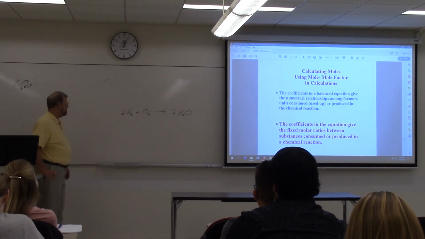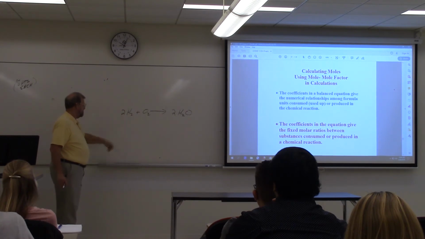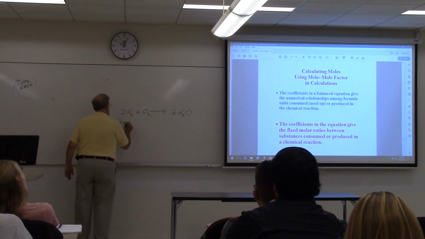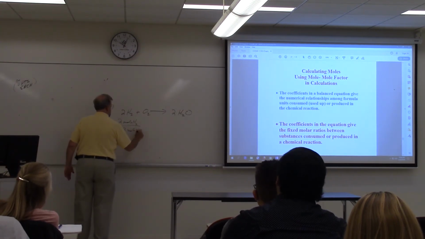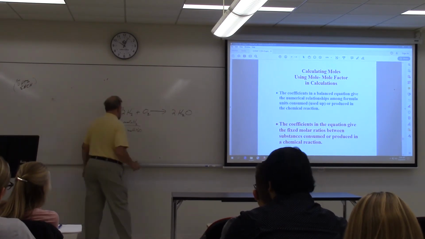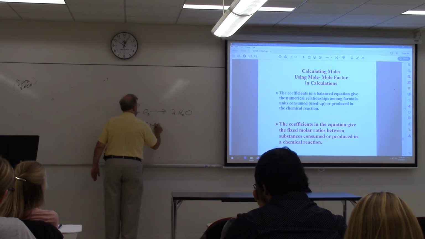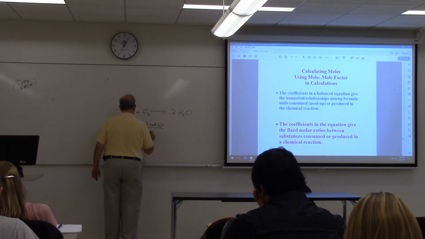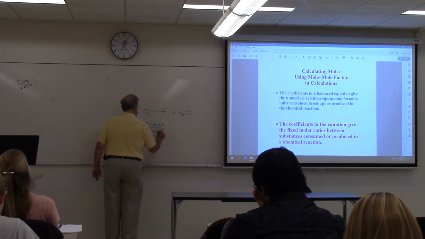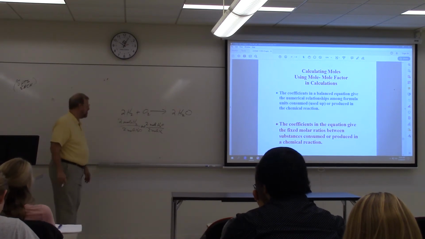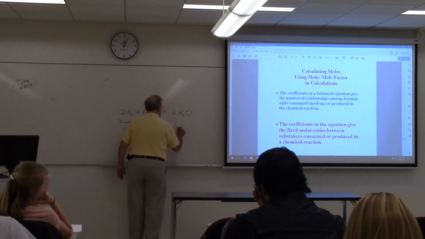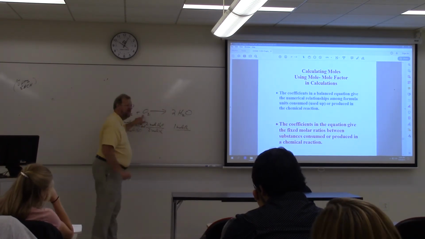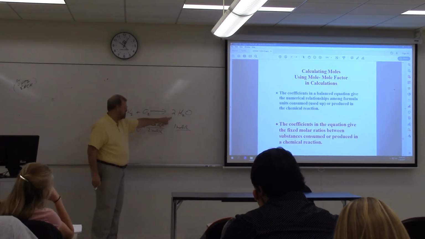I'll give you an example. If we look at hydrogen, for every 2 moles of hydrogen, you make 2 moles of water. And the converse is true. For every 2 moles of water, remember numbers, coefficient, you need 2 moles of hydrogen. I can do the same thing for oxygen. For every 1 mole of oxygen, coefficient, how many moles of water do I make? 2.